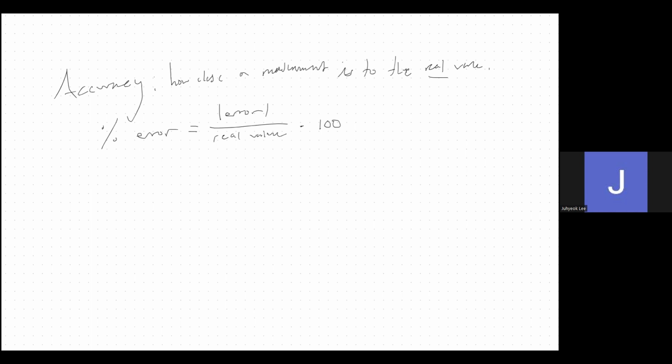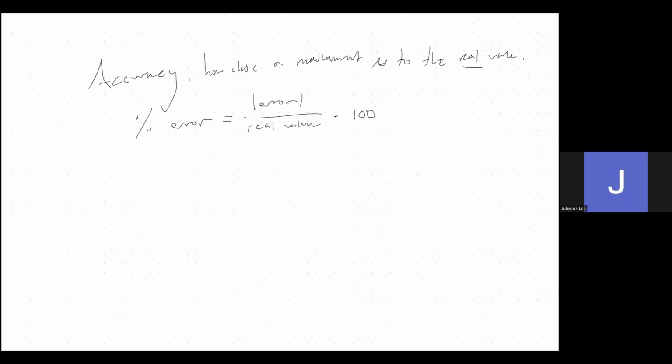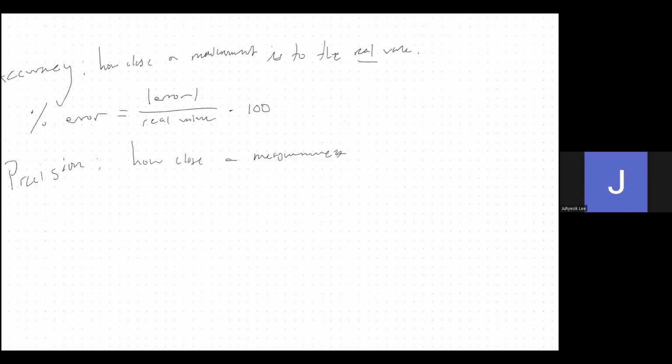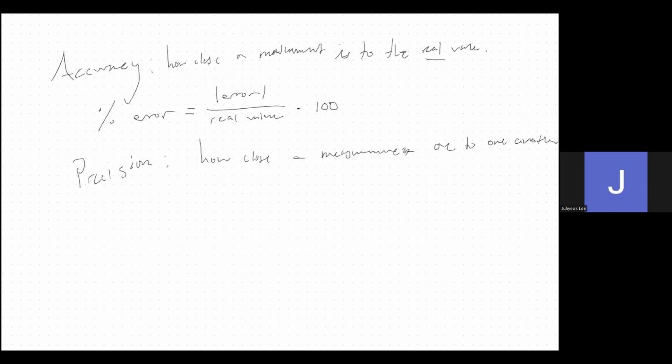Now, what is the difference between accuracy and precision? Precision is how close measurements are to one another, sorry about my handwriting. So that is the difference. Precision is how close the measurements are to one another, while accuracy is how close to the real value. So it is relative to different numbers. Very well.